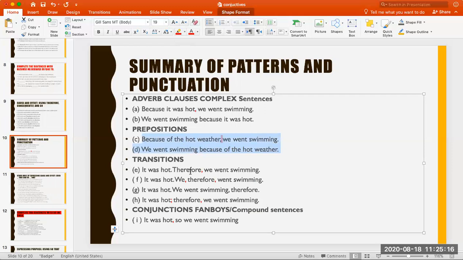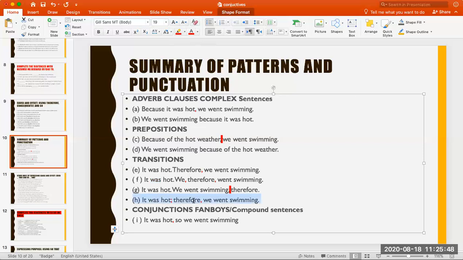Transitions: it was hot, therefore we went swimming. The comma here is optional, by the way. You can take it out, but in academic writing, you should use it. We, therefore, went swimming. Again, the two commas are optional, but remember, you use them together or you take them out together. These are also two simple sentences. It was hot, we went swimming, therefore, also optional comma. If you remove it, it's okay, it's fine.